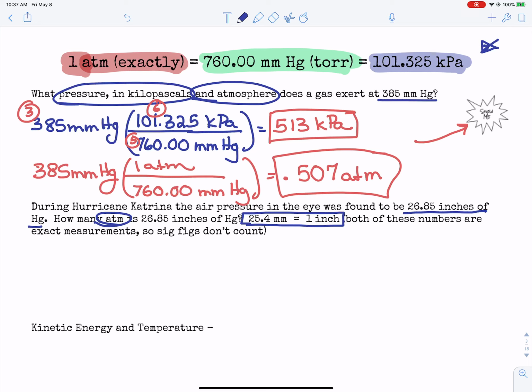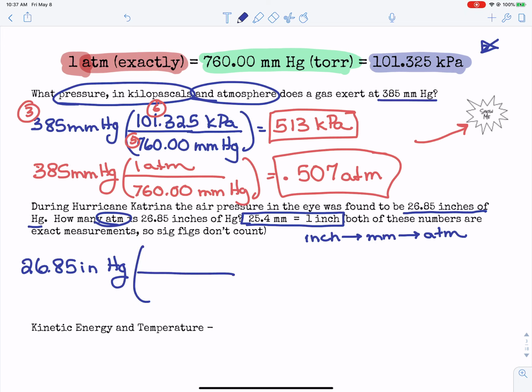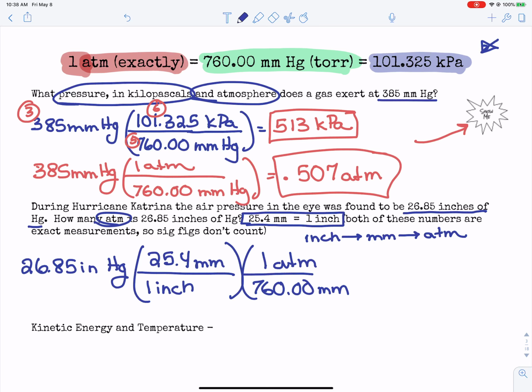So I'm going to take my inches, convert to millimeters, and then take my millimeters of mercury and convert into ATM. I'm going to start with 26.85 inches of mercury. You'll often see that, and a lot of people think it means in mercury, but it's the abbreviation for inches. 1 inch is equal to 25.4 millimeters, and then 760.00 millimeters is equal to 1 ATM, right?